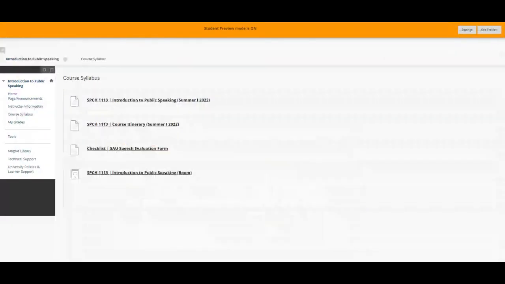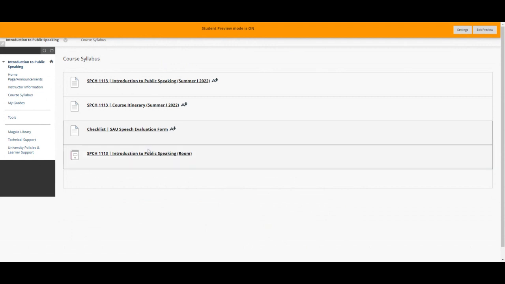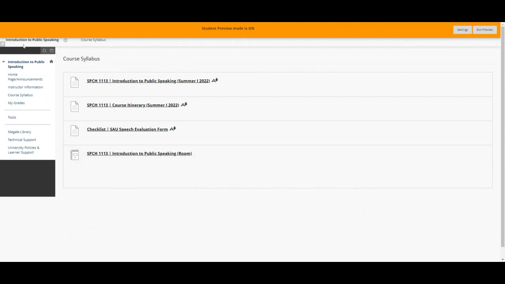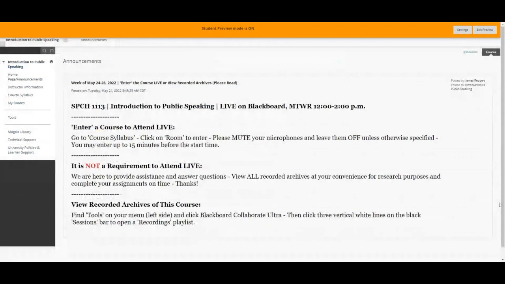Now let's move down to course syllabus. When you access this, you'll notice there are 4 different areas that you can go. This is the syllabus. This is the course itinerary. This is a checklist, which is unofficial for this course, the SAU speech evaluation form. And this is the room that you enter to join the class live, keeping also in mind that whenever you first enter the course, this is the information that you are going to see to access Blackboard Collaborate Ultra videos. Back to the syllabus.